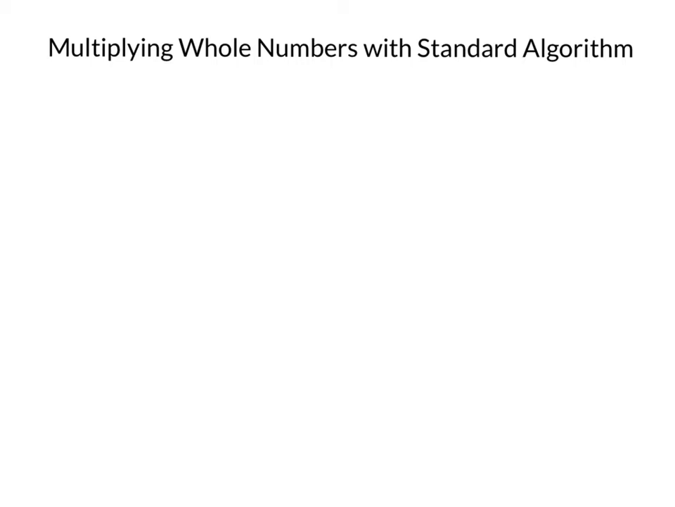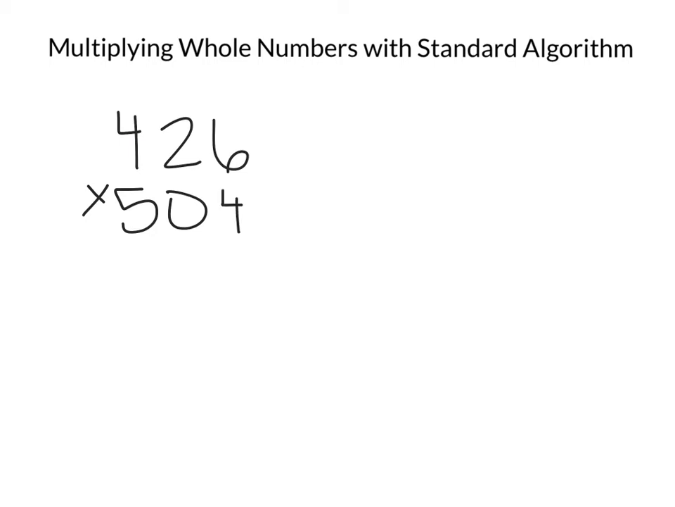Now we are going to multiply a 3-digit number times a 3-digit number. 426 times 504. We're going to do the same thing as before. I'm going to start with my ones place here. 4 times 6 is 24. So I drop the 4, carry the 2. 2 times 4 is 8, plus 2 is 10. Drop the 0, carry the 1. 4 times 4 is 16, plus 1 is 17.